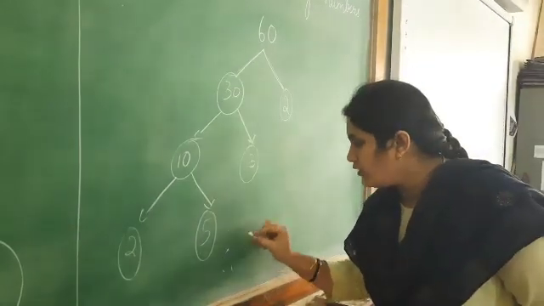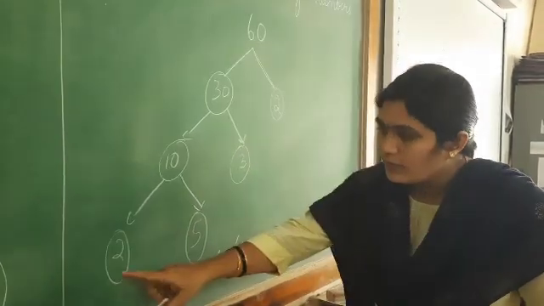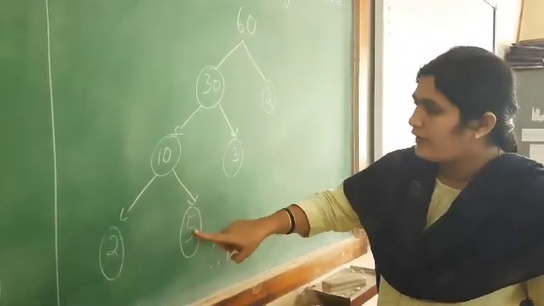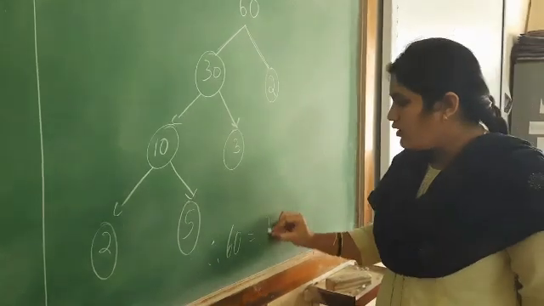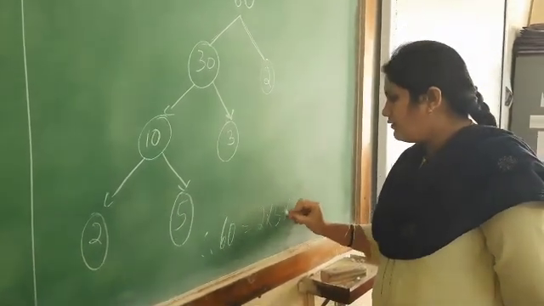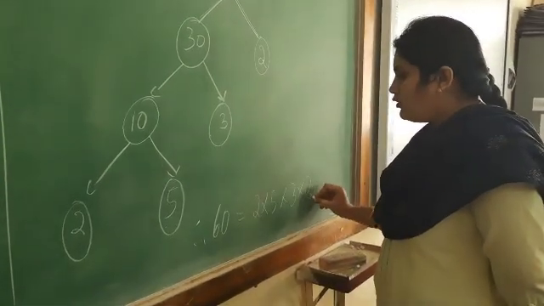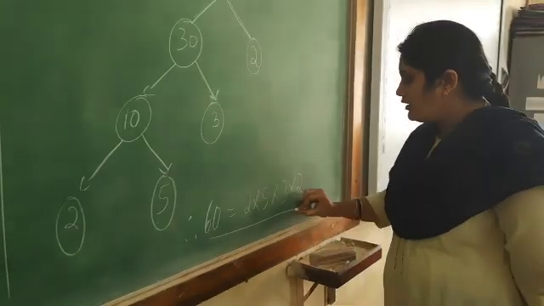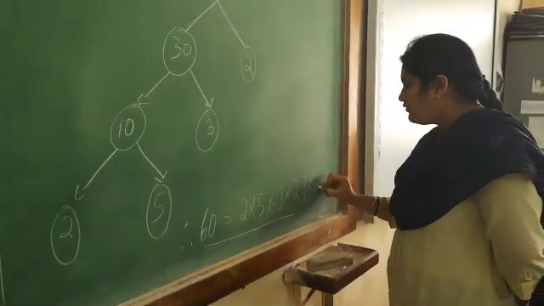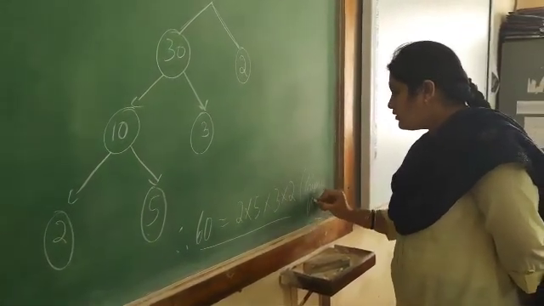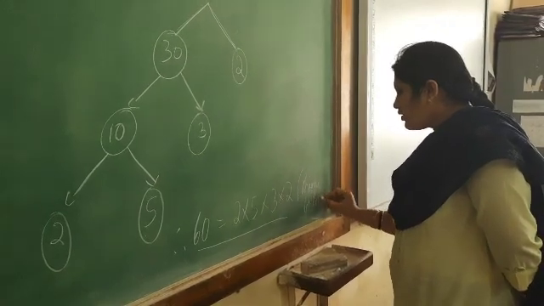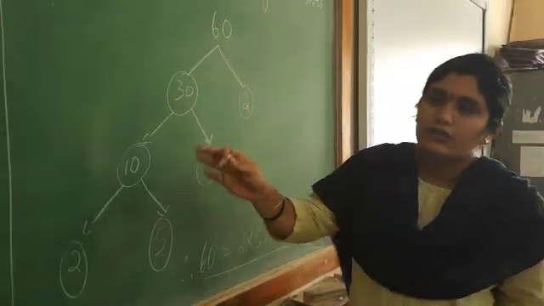Then write, therefore 60 is equal to, moving from down, 2 into 5 into 3 into 2. As you can see, all the given factors are prime factors. These are the possible tree structures of 60.